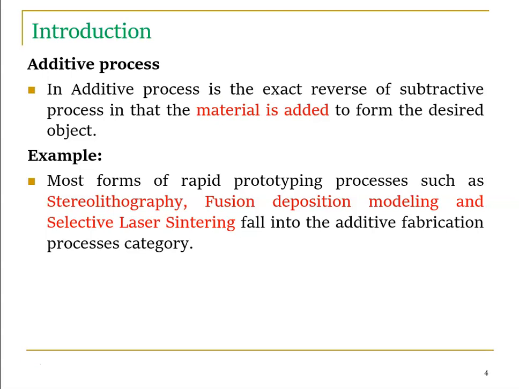So examples are most forms of rapid prototype process such as stereolithography. It is liquid based RP. Stereolithography, liquid based RP, in the sense rapid prototyping or additive manufacturing. Fused deposition modeling, and selective laser sintering. So fused deposition modeling in the sense it is a solid based RP. Selective laser sintering, it's a powder based RP.